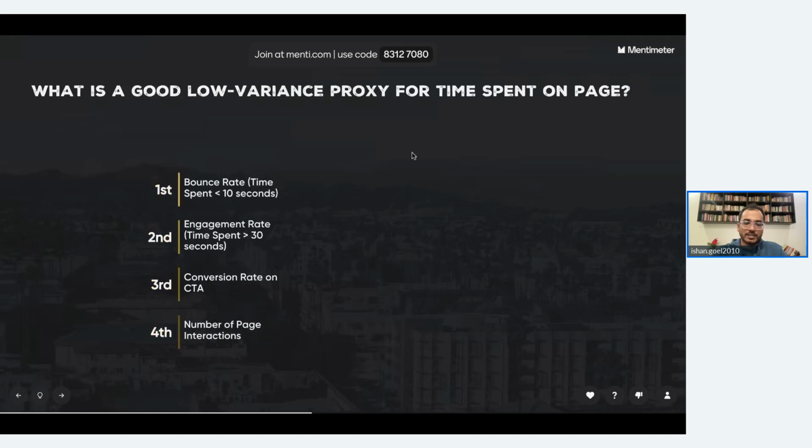I'll move to the next question, and this one gets interesting. What is a good low variance proxy for time spent on page? I have deliberately made the options slightly confusing, so please take a jab. Then I'll talk about all four and give my reasoning on why one is good or the other is good.